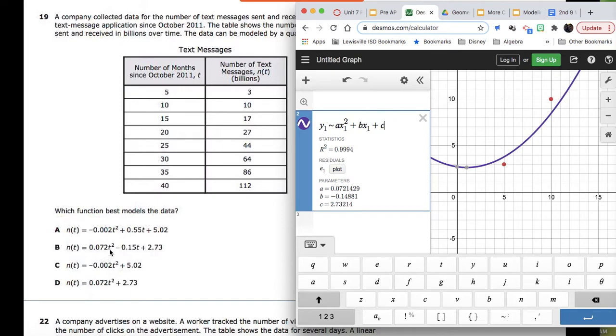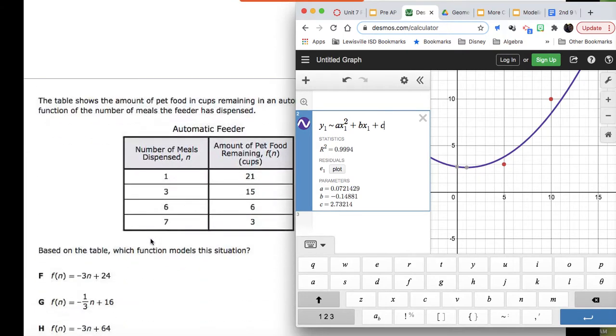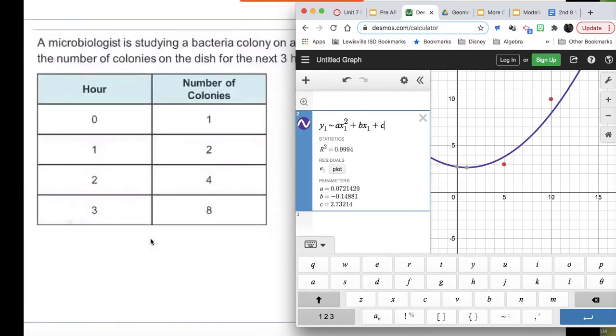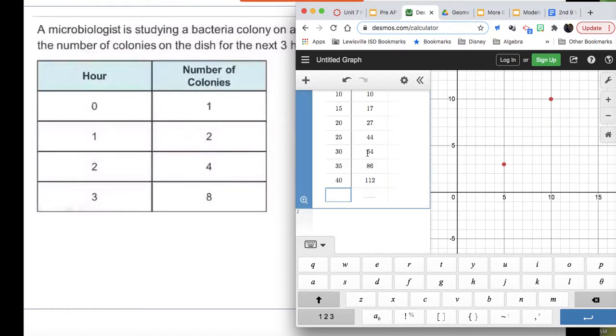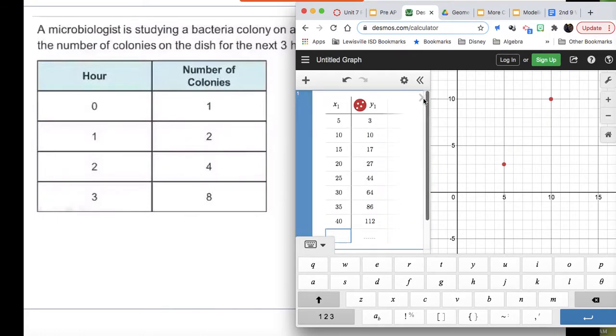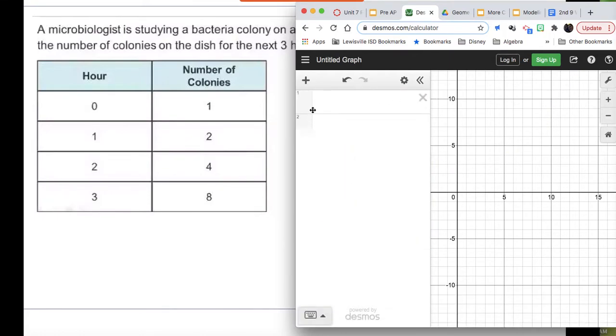Now we're going to look at one more, which is exponential. So I pulled this one. This is actually coming from our Edgenuity lesson tomorrow over exponential functions. So I was thinking I could use this data. So what I'm going to do is I'm going to take this table and I'm going to put it into Desmos and I'm going to do the exponential regression for it.